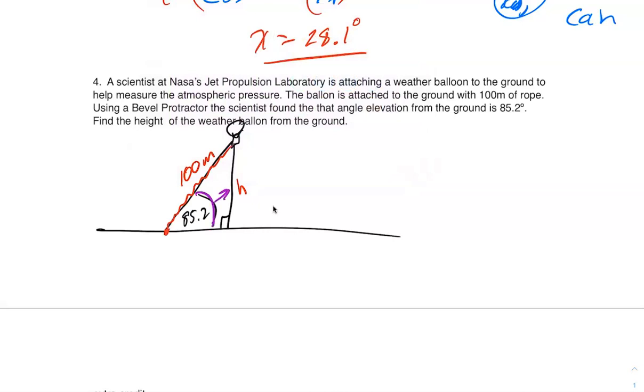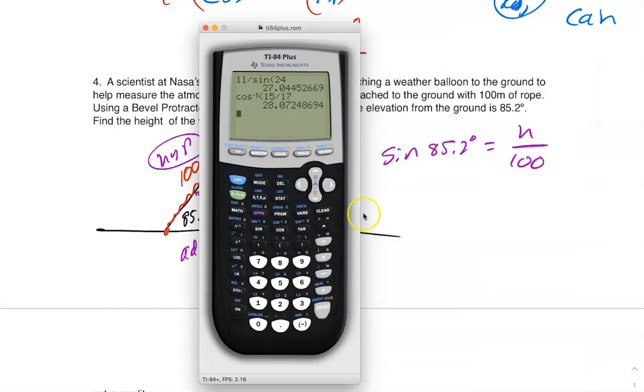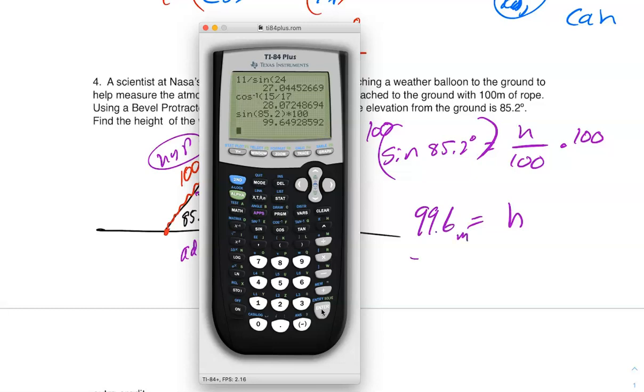Here's my angle. This is the opposite. This is the hypotenuse. This is adjacent. So I have O and H, so that is sine of 85.2 equals h over 100. Now, since this is an application problem, I do want an actual answer. So I'm going to go to my calculator. I'm going to multiply both sides by 100 first. And I get h equals sine of 85.2 times 100. So 99.6 meters high. So there we go.